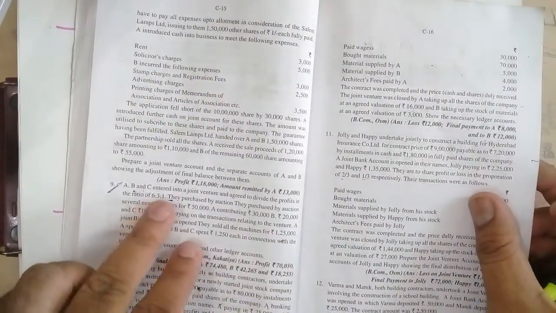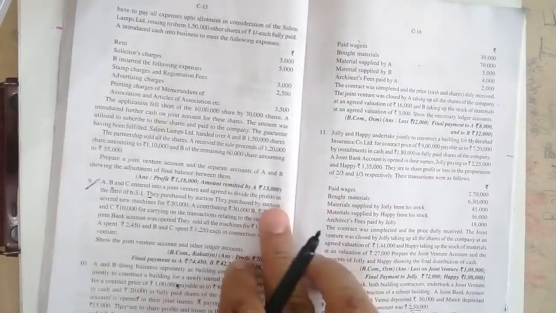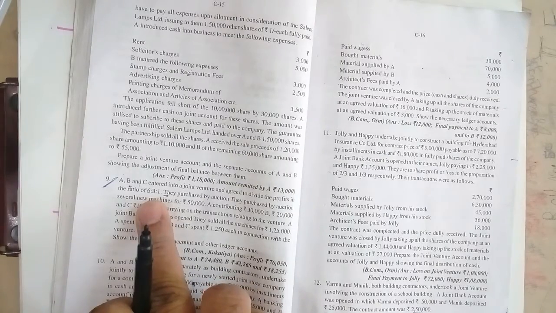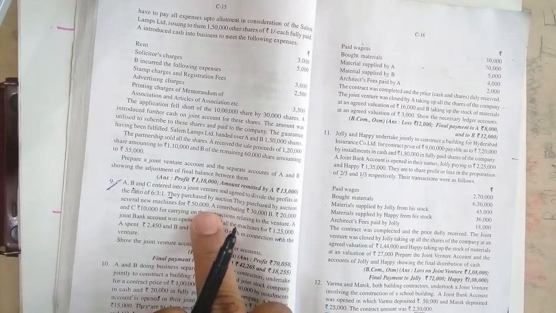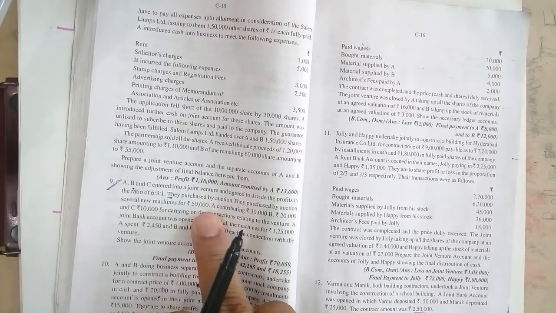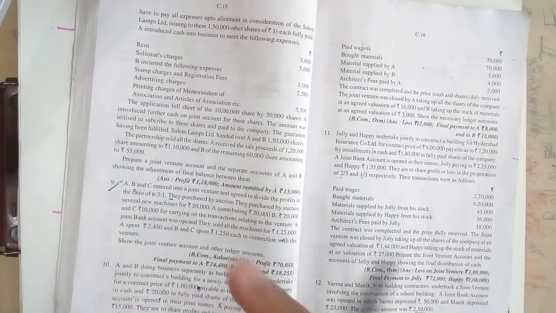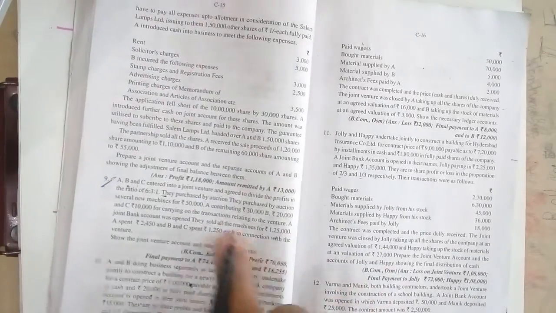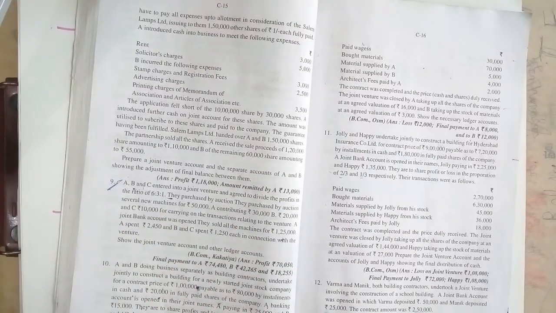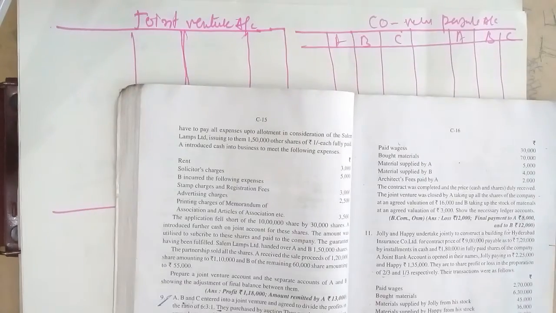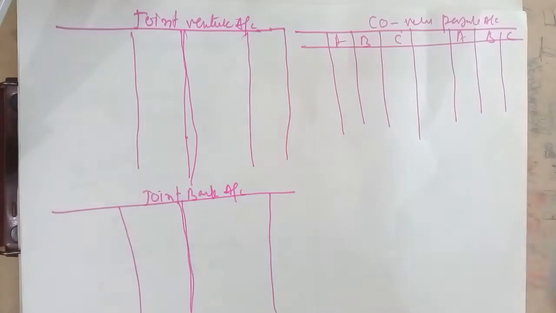Now, A, B and C entered into a joint venture, agreed to share the profits in the ratio 6:3:1. They purchased several machines for 50,000. For purchase of this 50,000 worth of machines, they require cash, that is money. So A contributes 30, B 20 and C 10. First they will contribute the money, and that money will be deposited into the joint bank account. Then they will purchase the machinery.